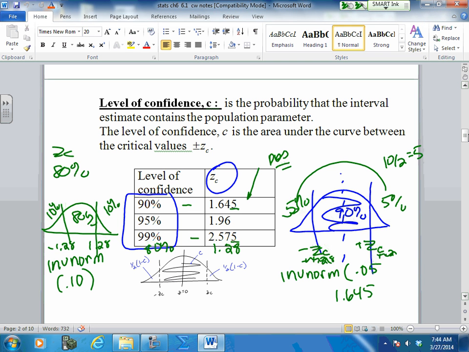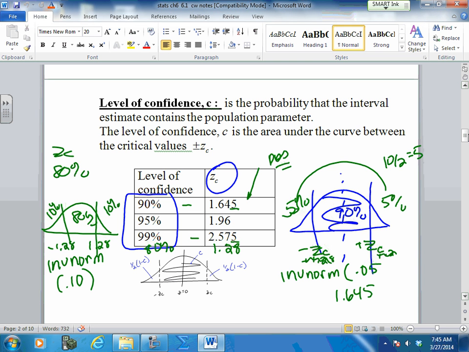So as you do these and you find a different one, add it to your chart. Occasionally you might see a 98%. Most of the time they use 90, 95, and 99. Those are the three most popular. 99, usually, especially in the medical field, in the law field, you want to be as accurate as possible. You use a higher level of confidence.